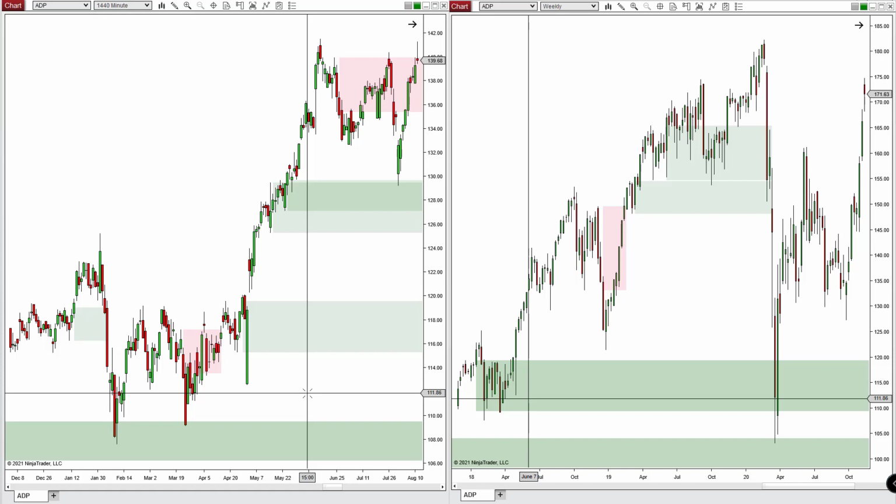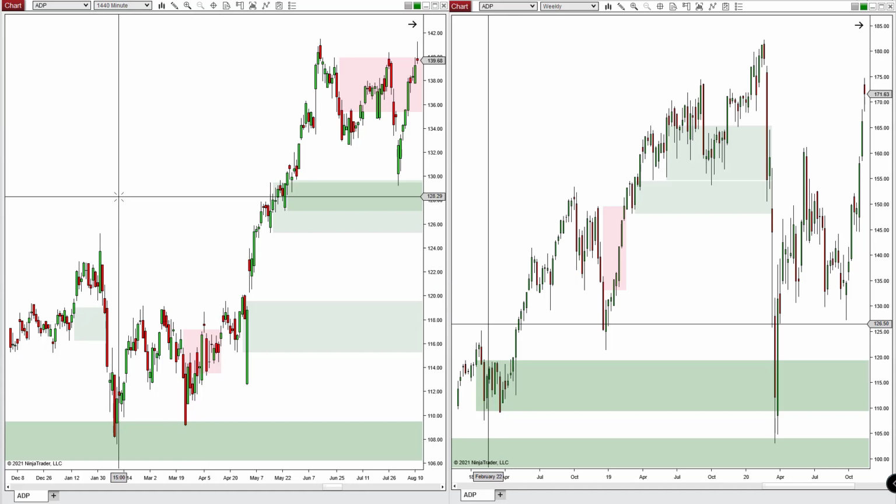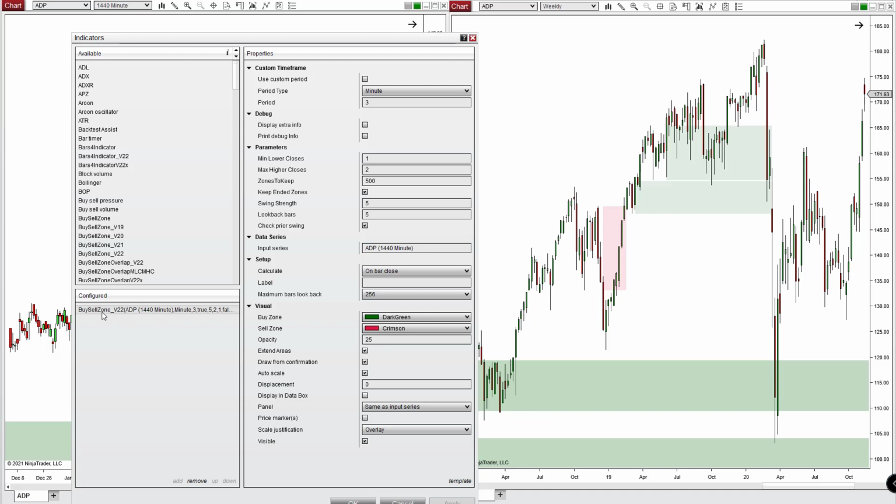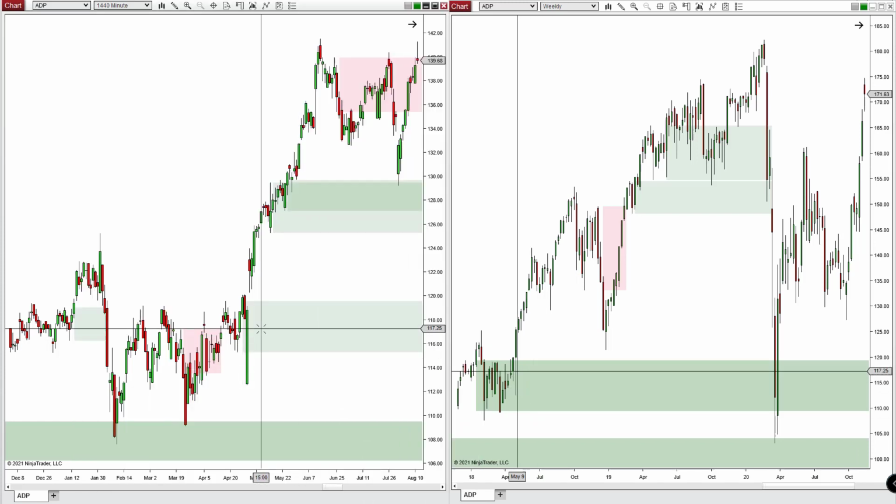What you see on my screen right now is a random stock, ADP, and I have two charts. Let's go through my indicators. I have the buy-sell zones, which is what you have. The only difference is this version has some added features, but we'll get to those later. For right now, what I have on my charts has the same capabilities as the free version. My settings are the same on both charts. This is all that I have on the chart.